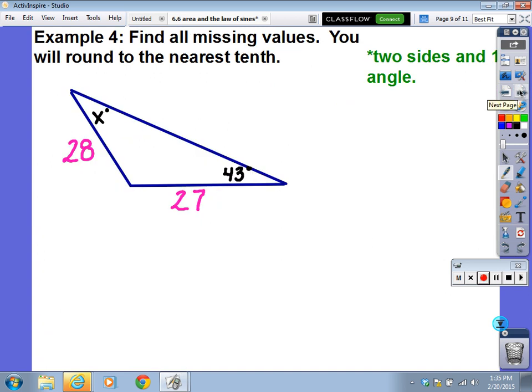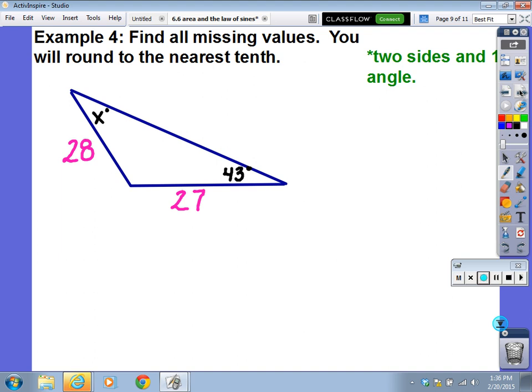Okay, so this one says, find all the missing values. You will round to the nearest 10. So this time we have to find all the missing values. So we're going to find the missing sides, the missing angles, and so on. Now, first things first, we'll ask ourselves, how are we going to do this?